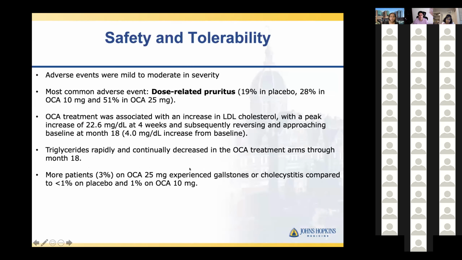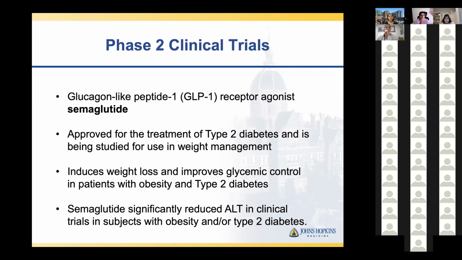One of the common side effects that we see with obeticholic acid in clinical use is that it can cause dose-related pruritus, which was one of the most common side effects reported in clinical trials. There was also an increase in LDL that appears to be reversible, which was noted. So that needs to be monitored. All right, so moving to another area, the phase 2 clinical trial.